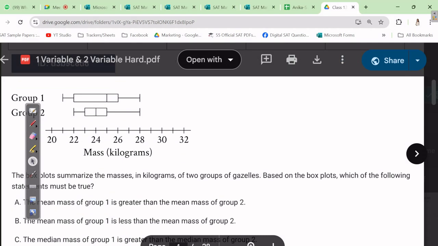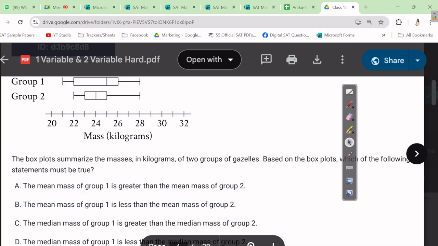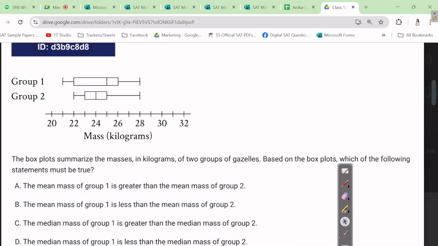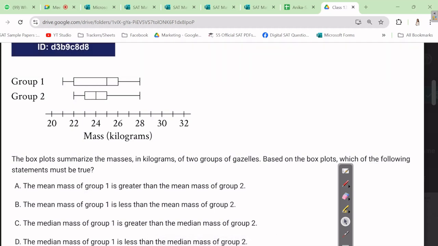Anyway, so you have two box plots, Anika. Can you read all the options one by one? The mean mass of group 1 is greater than the mean mass of group 2. The mean mass of group 1 is less than the mean mass of group 2. The median mass of group 1 is greater than the median mass of group 2. The median mass of group 1 is less than the median mass of group 2.